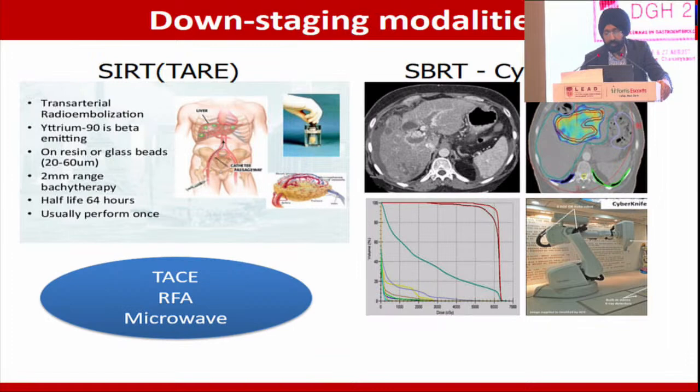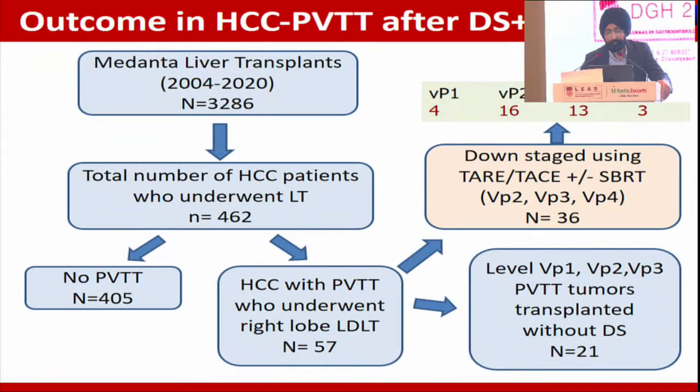These are the various modes of downstaging, usually SPRT and TARE. So this is the update until 2020 with 3 years follow-up. This is adding on to what we published. Total number of patients, 57 who underwent LDLT among patients with HCC and PVTT. 36 of them were downstaged and 21 of them were not downstaged. And these 21 were the initial patients. But in the last 5 years, we've always downstaged everyone.